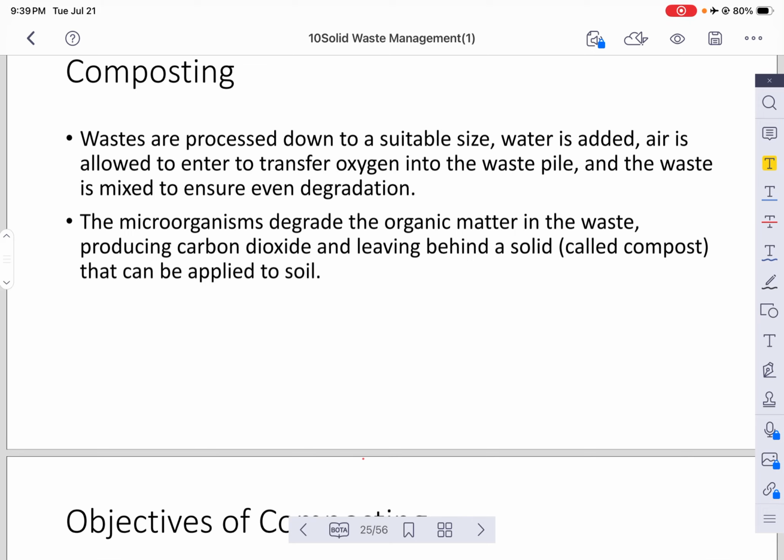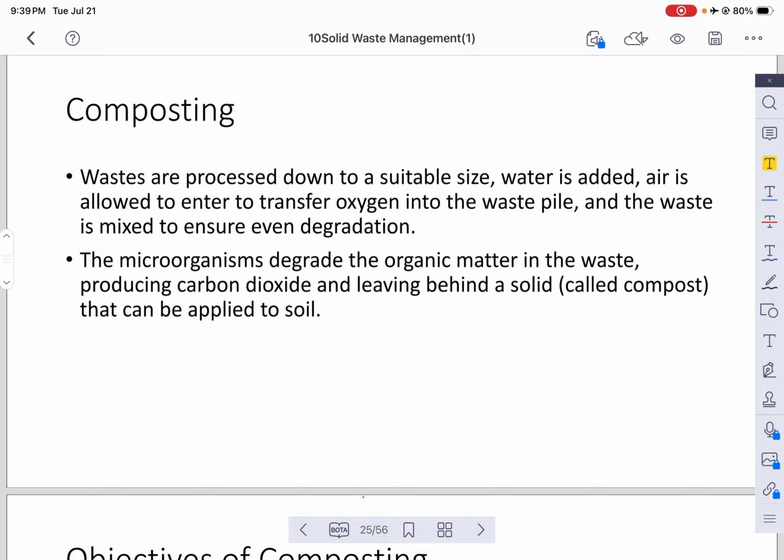Bismillahirrahmanirrahim. This is chapter 10, but we will be covering only composting because this is a very important part in wastewater treatment. Remember that we went to Slabiya.